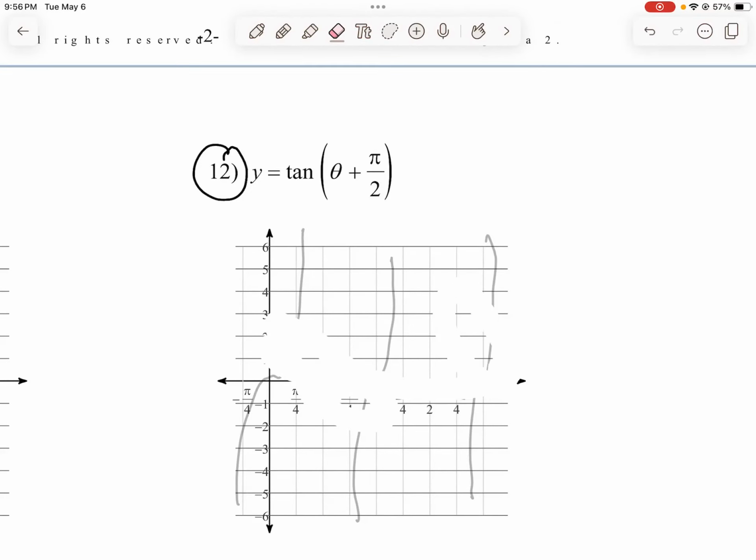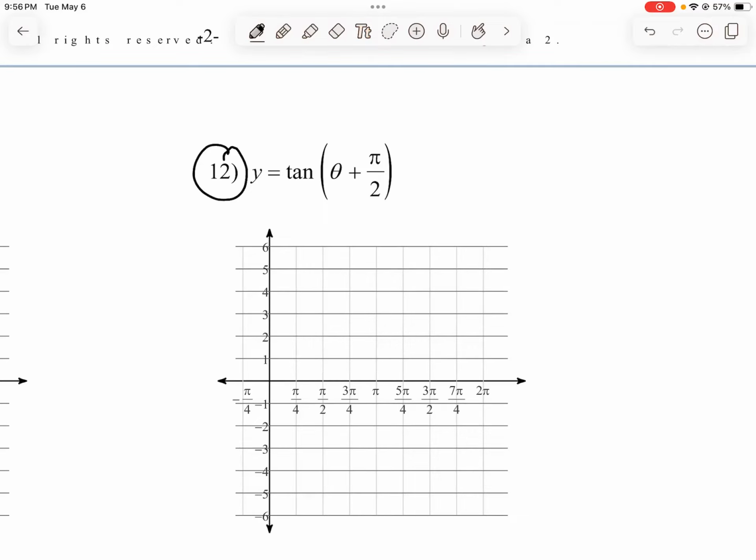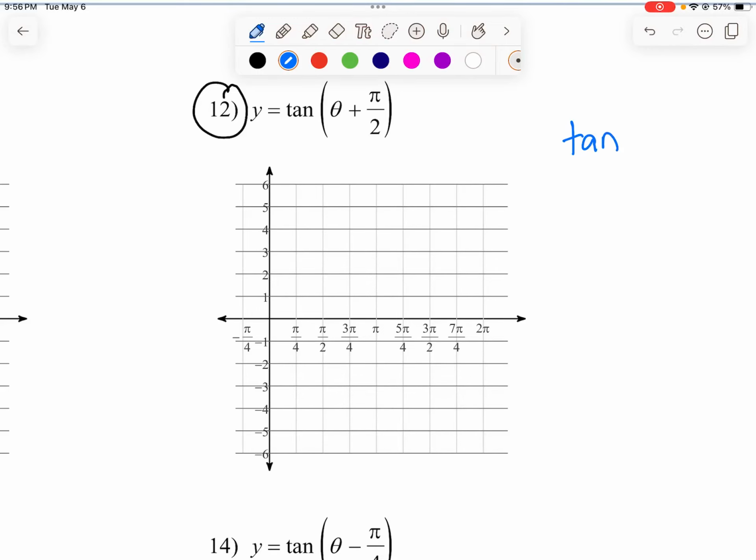So, when you have this plus pi over 2, or something like this, the period is the same. The only difference is you just shift it over. So, instead of this being at 0, you need to take our original. I'm going to use blue for the original, tangent theta, and then black is going to be the new function, just so you can visualize it.